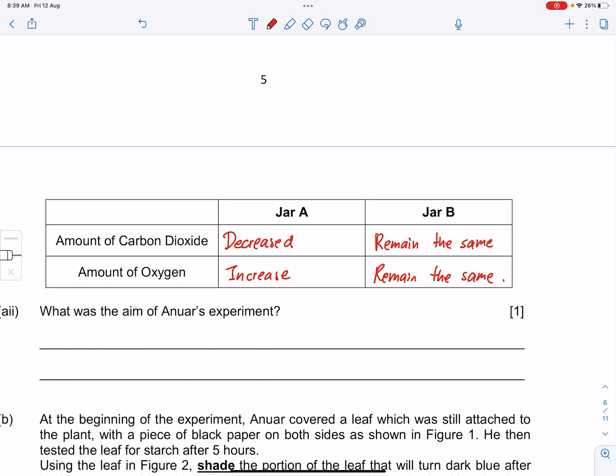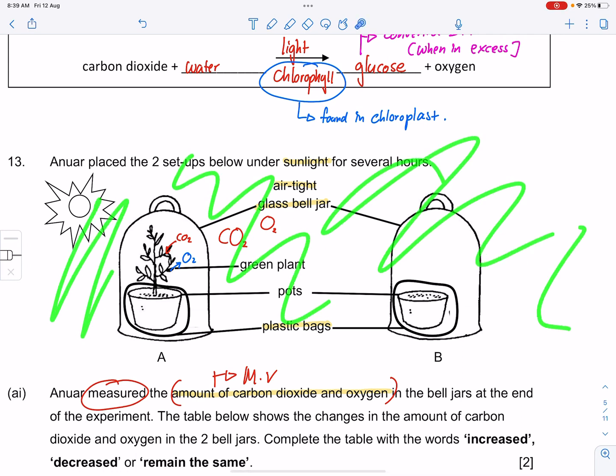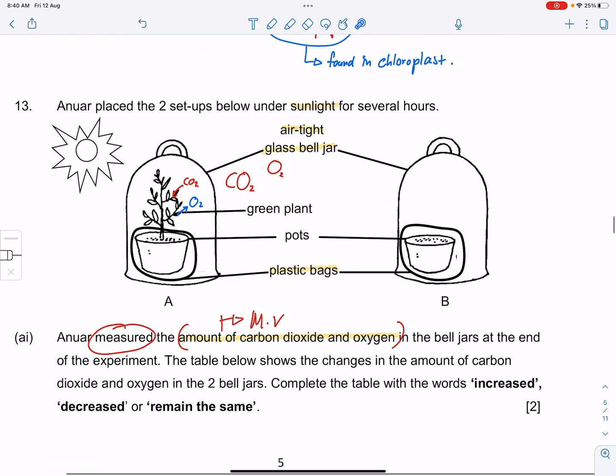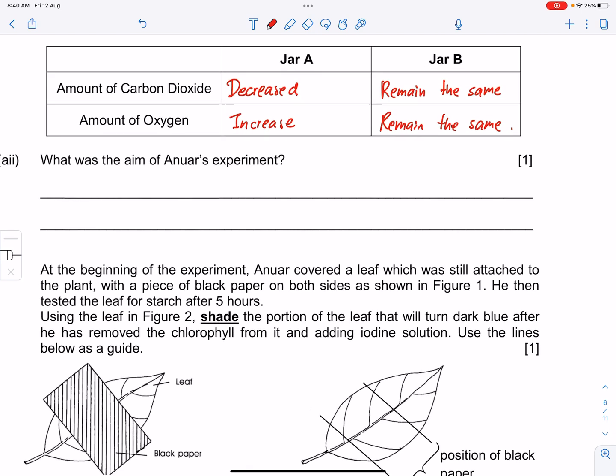Many of you, instead of saying in the bell jar, told me in the air. That's not right. In the air, you mean here? Is that what you're talking about? In the air, the outside surrounding, that's the air. No. Because you are specifically interested in the air inside the bell jar, you have to include that in your answer. If you did not include that, please write down the whole correct answer.